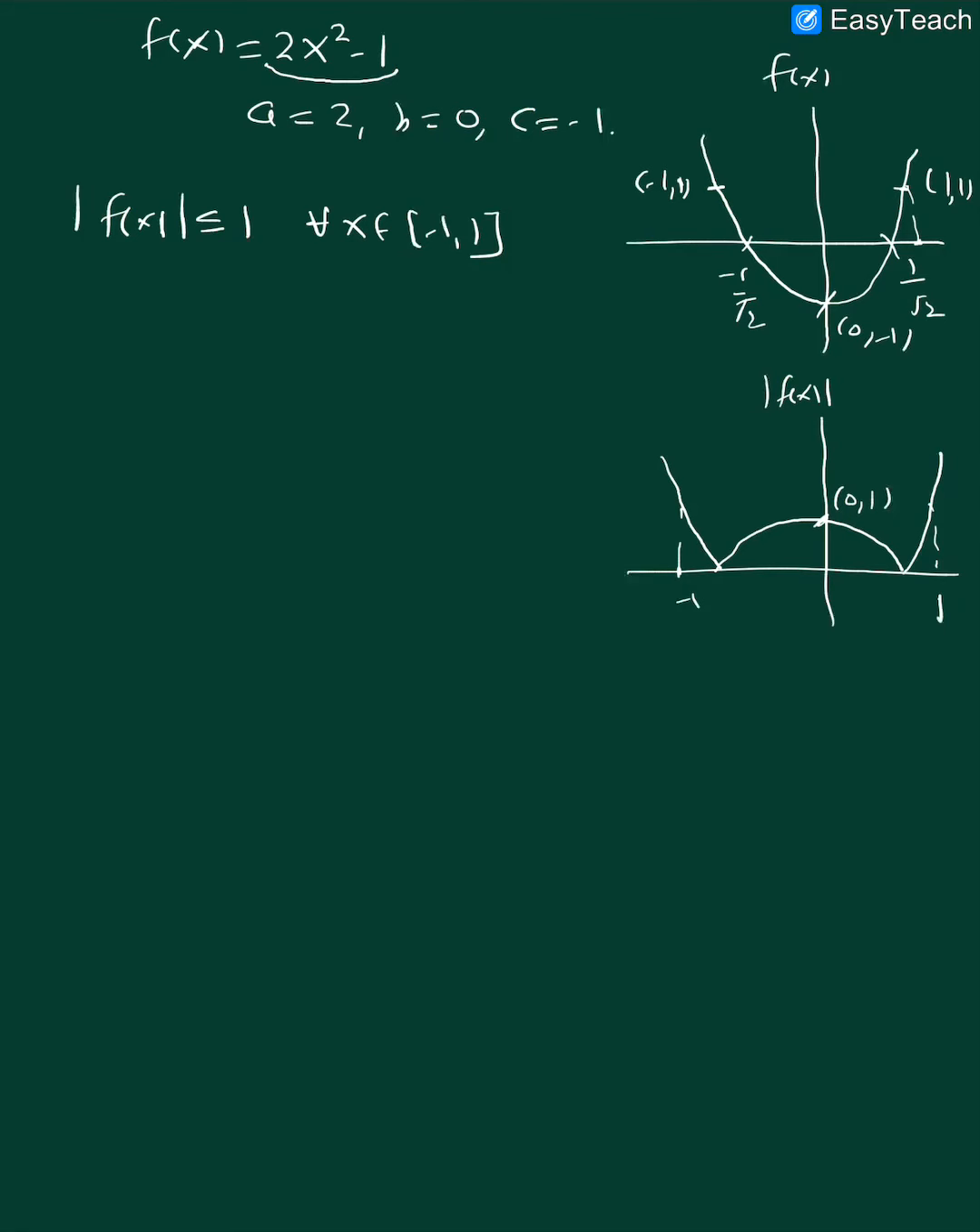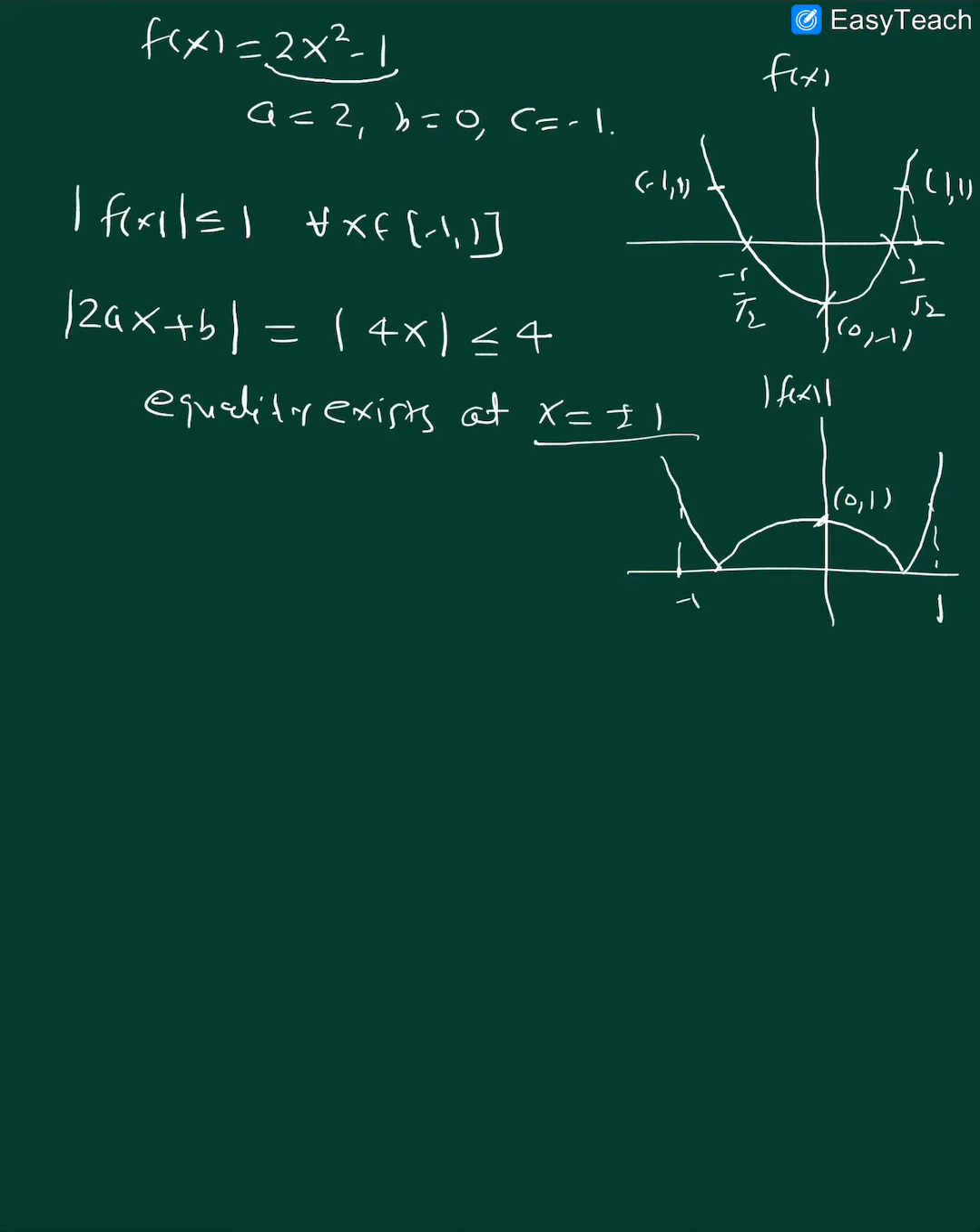And if we are interested in finding the maximum value of |2ax + b| in this case, then a is 2, b is 0, so what we get is |4x|, and x varies from -1 to 1, so this quantity cannot go beyond 4. Equality exists at x equals +1 or -1. Hence proved. Thanks for watching.